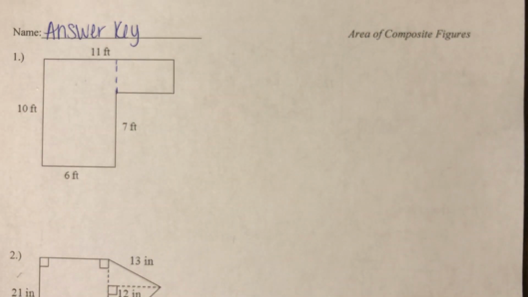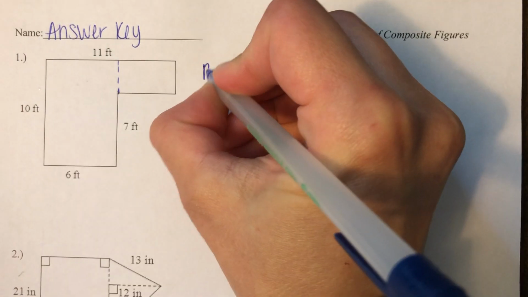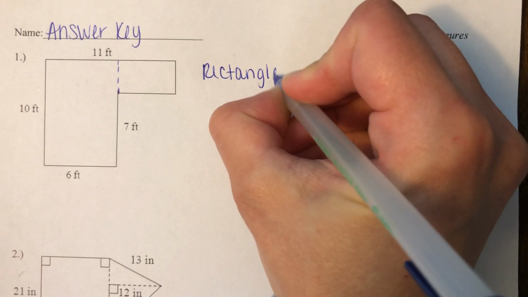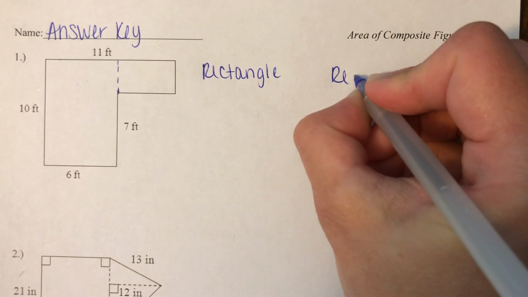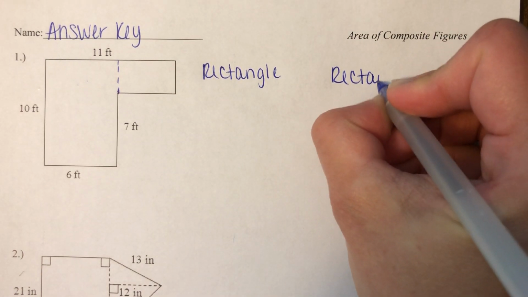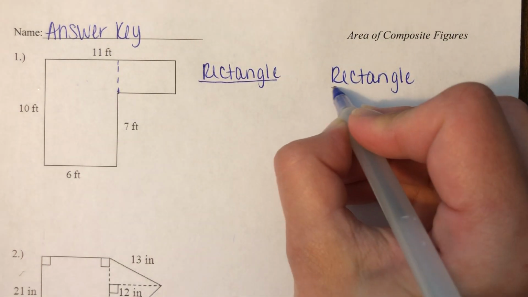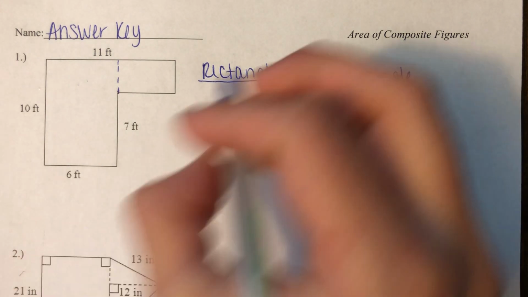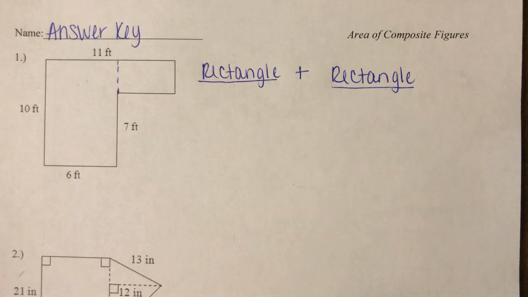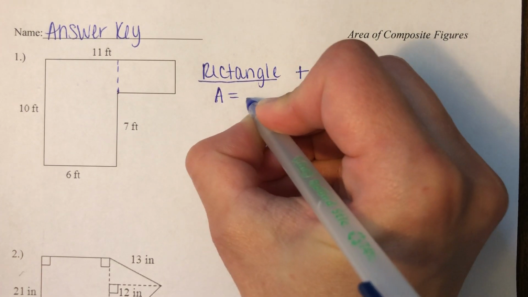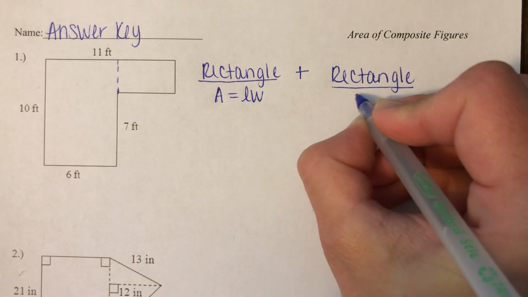So the two shapes we have, and I like to write this out, are a rectangle and another rectangle. And after we find their individual areas, we're going to add them to find the total area of the figure. So I need to go to my area formula sheet and look up the formula. If I don't know it, area for a rectangle is length times width. I'll put that on both of them.